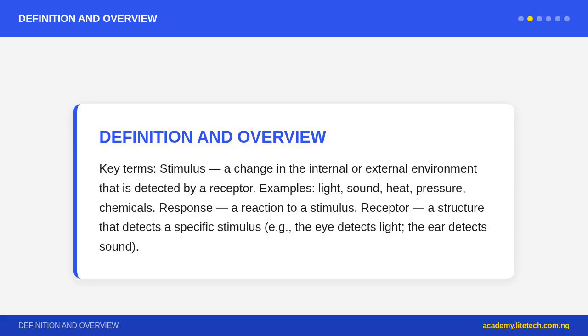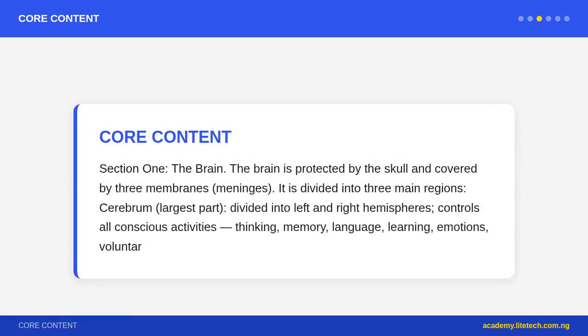Different areas, lobes, specialize in different functions: frontal lobe, voluntary movement, decision-making, personality; parietal lobe, touch, pressure; temporal lobe, hearing, memory, language; occipital lobe, vision. Cerebellum, at the back and bottom, coordinates voluntary movement, balance, and muscle coordination. Essential for skilled movements like playing football or playing a musical instrument. Damage, loss of balance and coordination, ataxia.